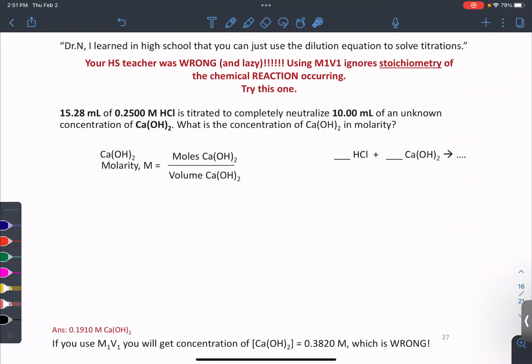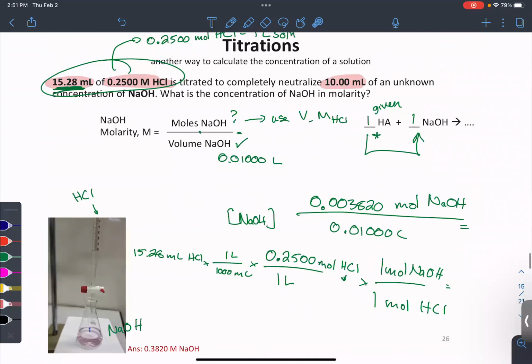If you try it on the previous question, it'll work. You'll get the right answer, right? So in this case, we're solving for M2, this new concentration of sodium hydroxide, given its volume. We have a volume of HCl and a concentration of HCl. Some students, I know, have been taught to just use M1V1 = M2V2, but do not do that, because what you do is you ignore the chemistry that's actually happening, the stoichiometry.